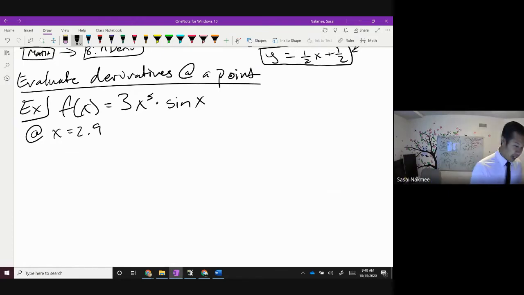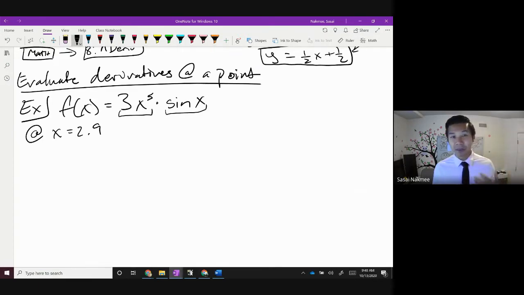Again, you can do this by hand. This is the product rule, right? We have two functions here. One function is 3x to the 5th. The other function is sine x. And we know the derivatives of those, right? Using the power rule and the trig rule that we have. But since it's asking us to evaluate it at a specific point, we could just plug this into the calculator, okay?